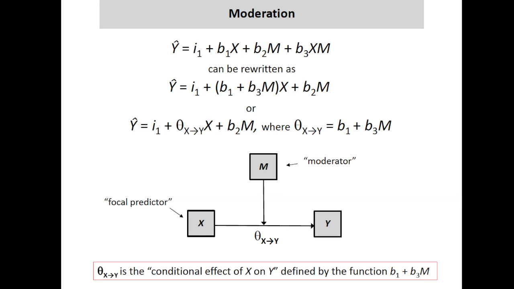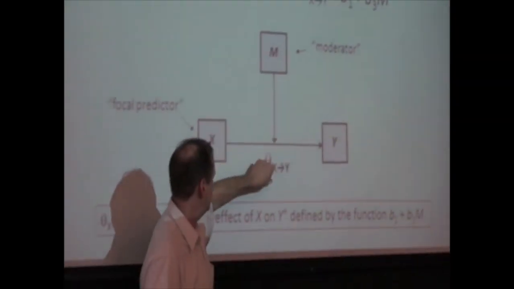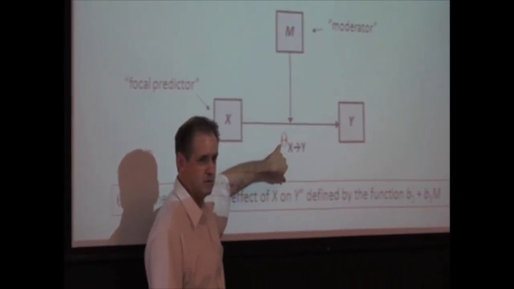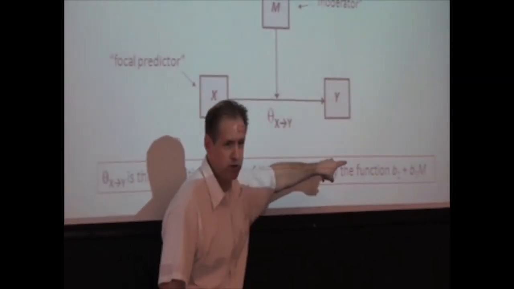Or let's just substitute this thing, theta xy, into where I set that to this. So that we'll call the conditional effect of x. Theta is the conditional effect of x on y. It's defined by this function, b1 plus b3m. So there's a nice way of representing this conceptually, where our focal predictor is x, our moderator is m, and so this effect of x on y is this function, theta xy, which is b1 plus b3m.